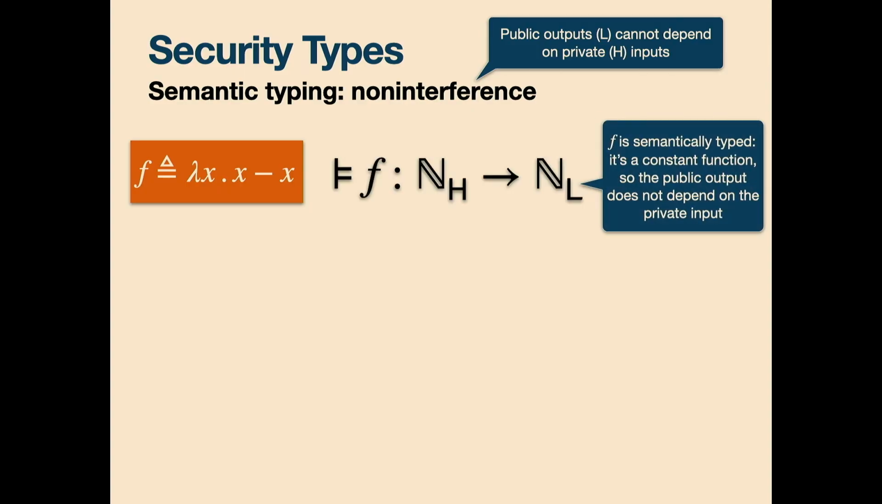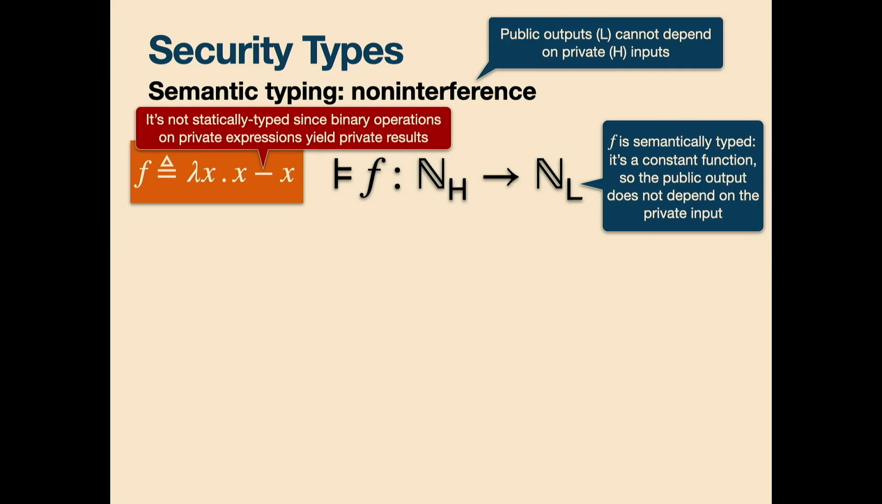So we can say that this function that takes an argument and subtracts this argument from itself is semantically typed to give me a private NAT and I give you a public NAT, because it is constant. Basically, it doesn't depend on the input, so it should be semantically typed to this type. And actually, you can prove it using logical relations. But you cannot statically type this expression, because binary operations on private expressions yield private results. So, well, you cannot type it.